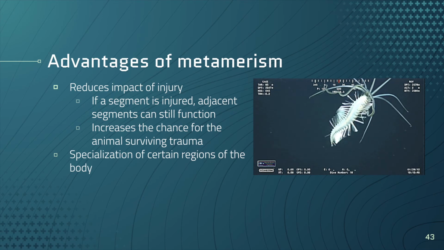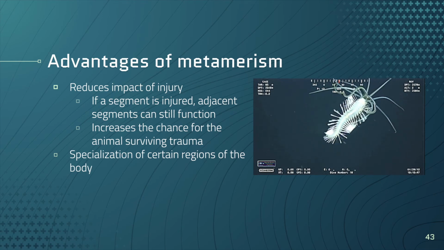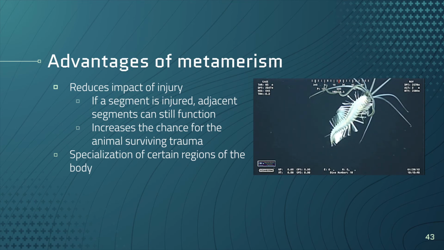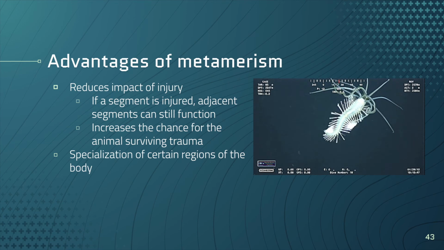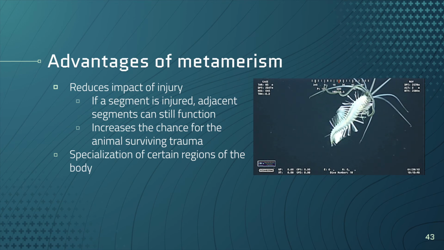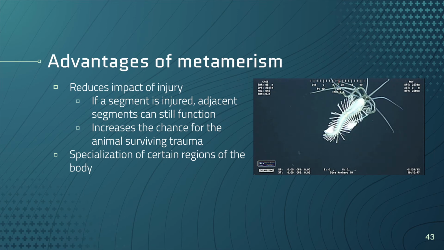Another advantage to segmentation is that it potentially reduces the impact of injury on the whole organism. If an individual segment is damaged, the surrounding segments can still operate as long as the damage is not egregious. This helps to increase the chance of an organism surviving trauma, and some species of annelid are even able to regenerate damaged parts as long as it is not too severe.